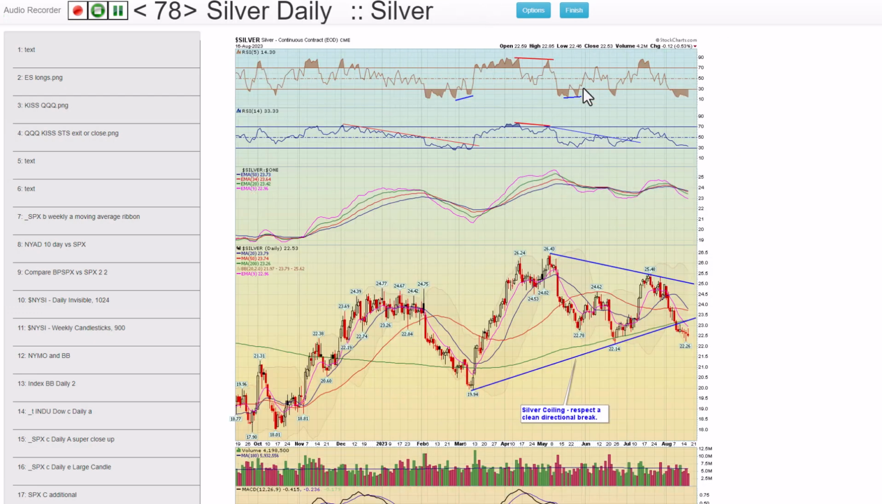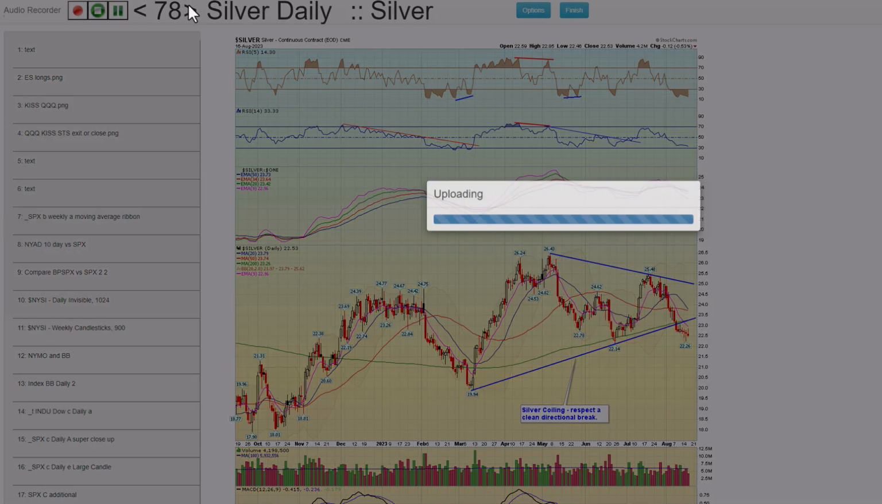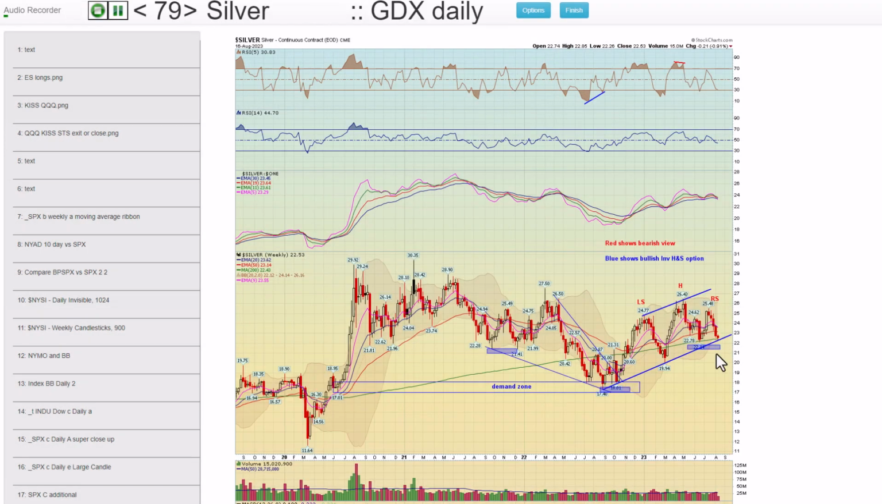Next, chart 78, silver, been weakening, as you know. Big sell-off the last couple weeks, lost that trend line, continues to weaken. Chart 79, there's the weekly view, nearing this uptrend line now. Bearish view as a head and shoulders.